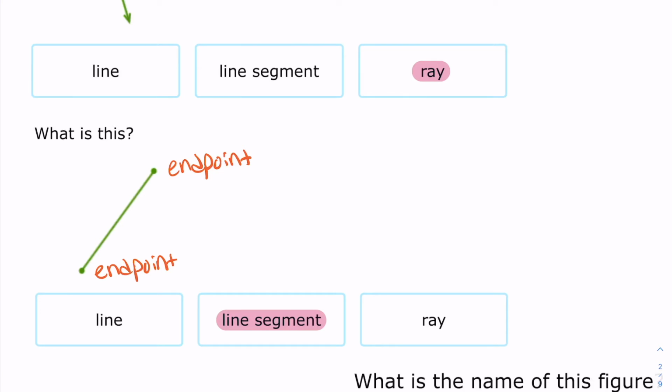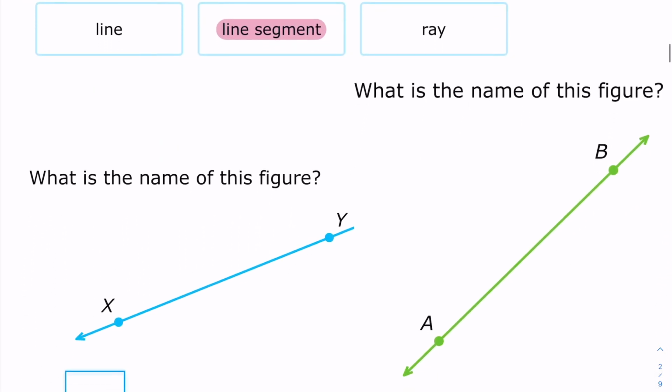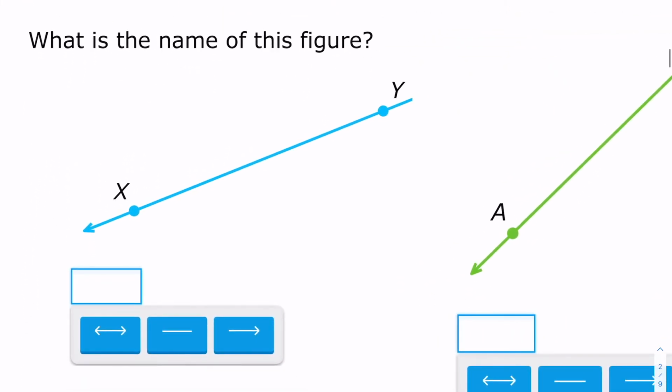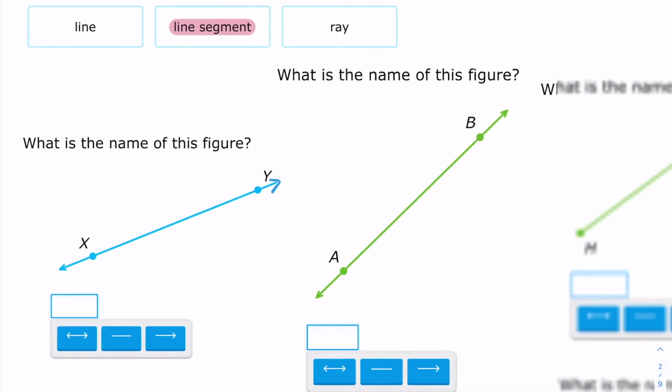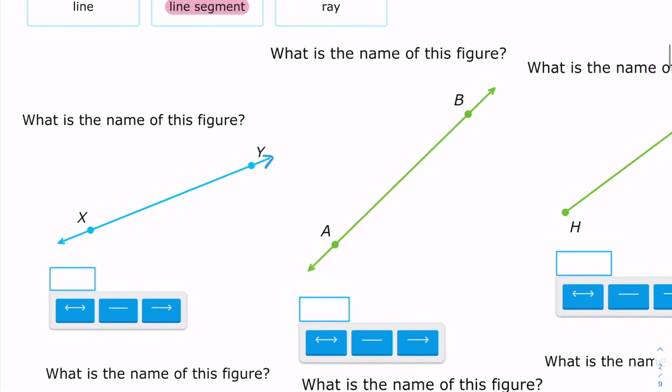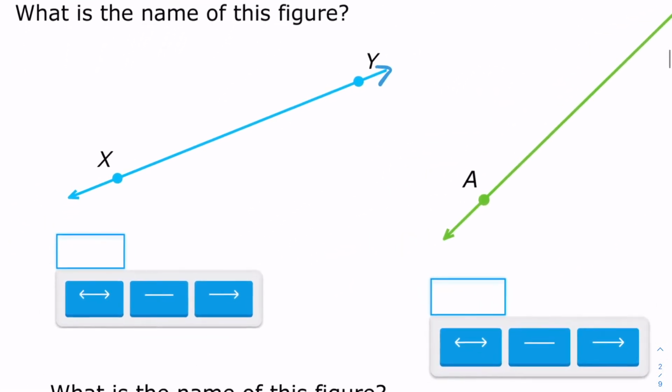How do we name them though? Well, we name them by two points that lie on the line, segment, or ray. We only use two letters. So for this first one, we have line XY. Ooh, it looks like my diagram got cut off a little bit. That's supposed to be a line. I know because I took the screenshot. So let's just add the arrow to it.